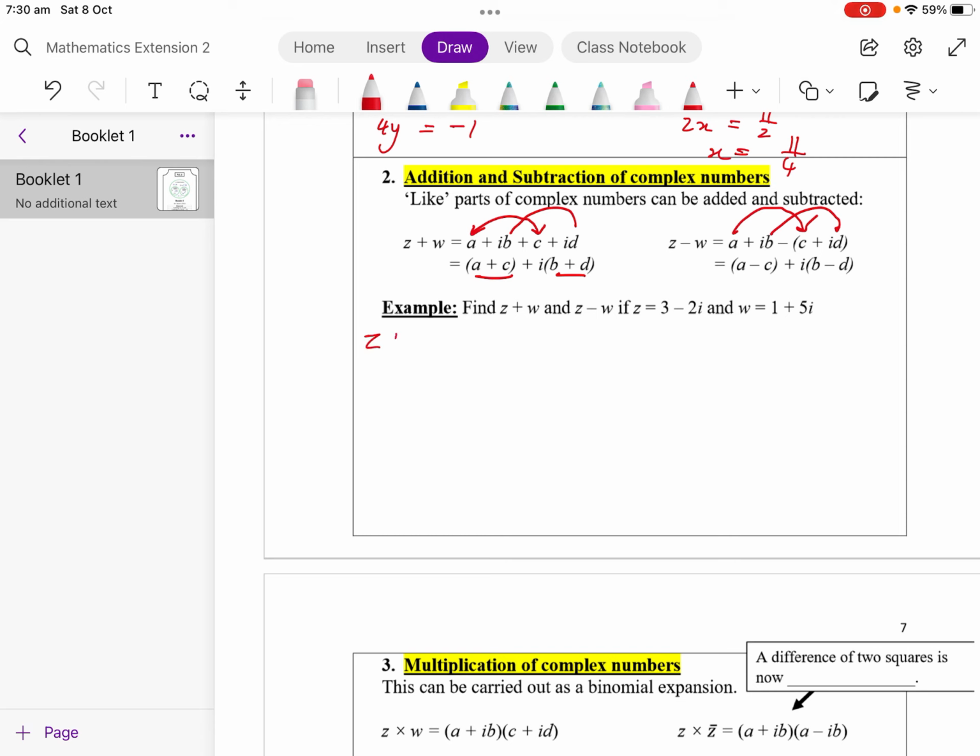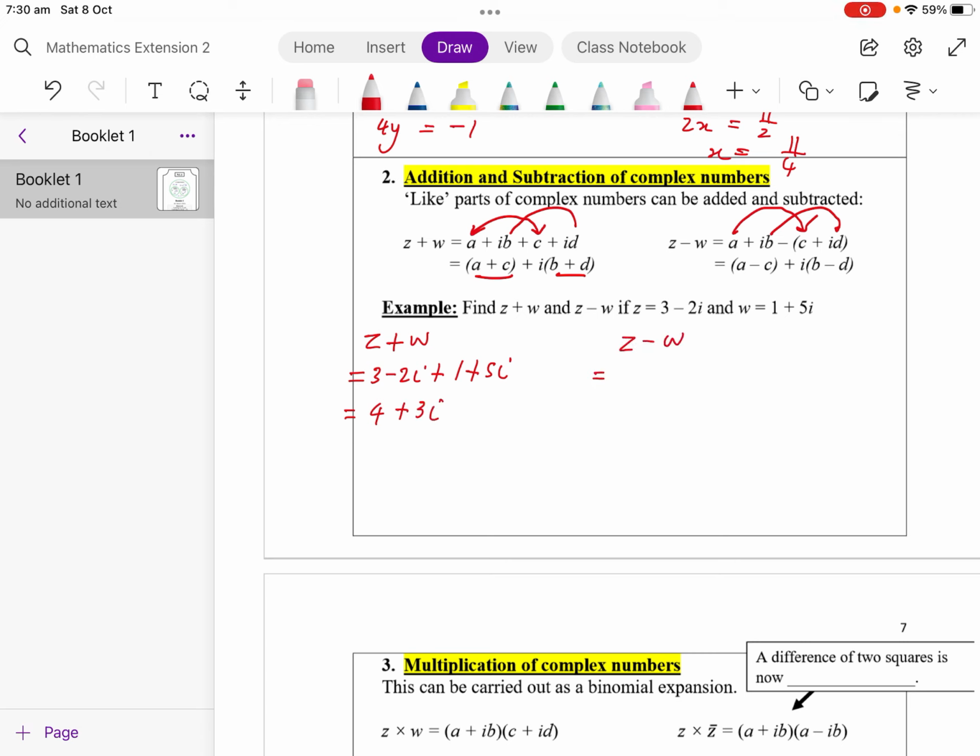So I think you could probably pause the video at this point and try and add and subtract the complex numbers and check that we both get the same answers rather than just watching me do it. So what's that? Z is 3 minus 2i. W is 1 plus 5i. That should give you 4 plus 3i.